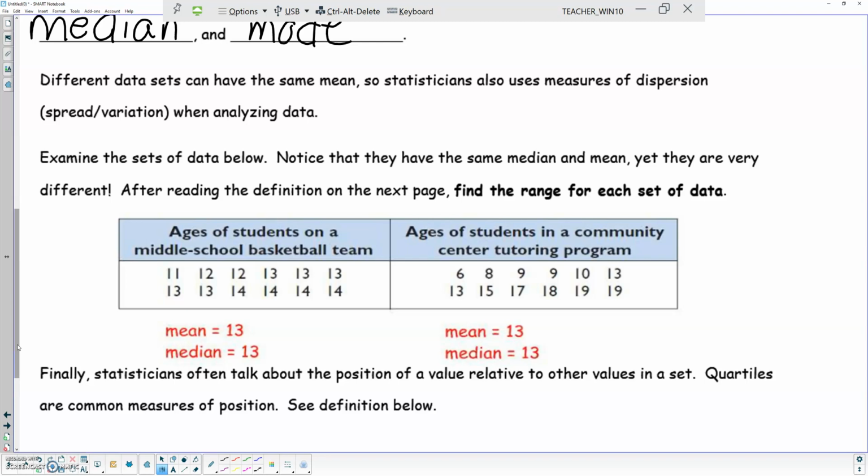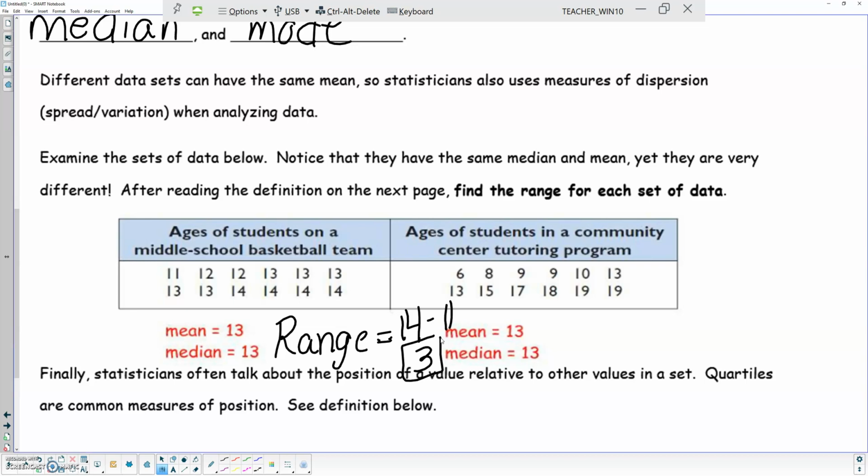Okay, so let's look at the range. All right, so again, the range is the maximum value minus the minimum. So if we look at that first data set, okay, we're looking at the age of students on a middle school basketball team. All right, the maximum age is 14, the minimum age is 11. So if I subtract those numbers, our range is 3. Okay, so there's really not a lot of dispersion there, right? We have 14-year-olds and 11-year-olds, still pretty close in age.